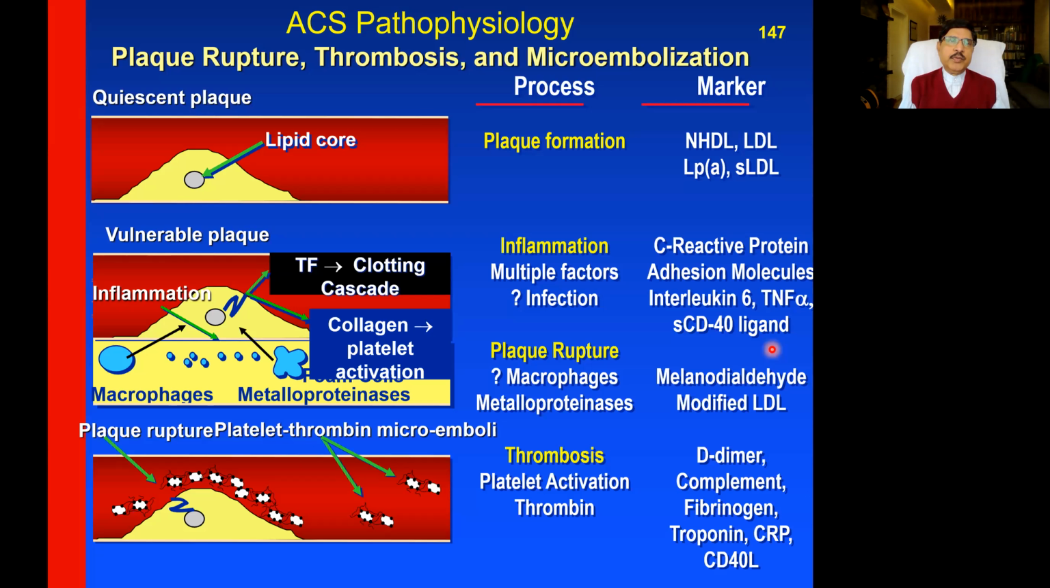Now you see the quiescent plaque, the lipid core is there in the center, the plaque has built up, there is some narrowing, and only during demand the narrowing is felt, that is angina. Plaque formation is understood by looking at the blood in the form of non-HDL. What is the level of the non-HDL cholesterol? You know, HDL is protective, anything non-HDL is harmful.